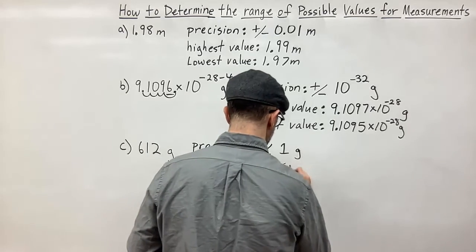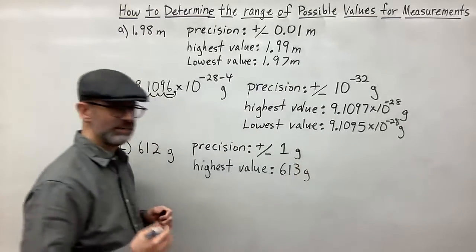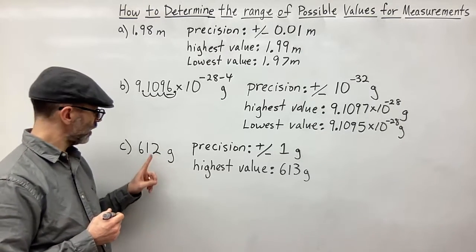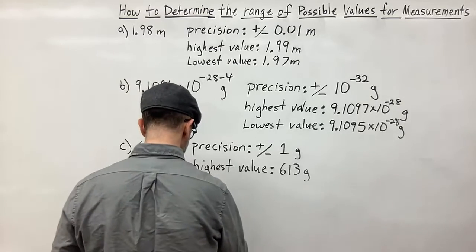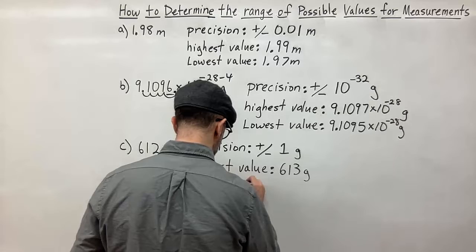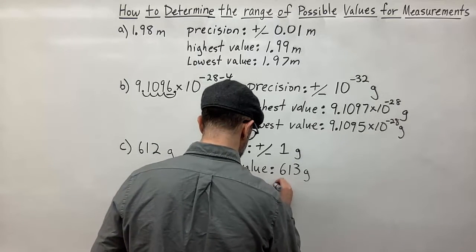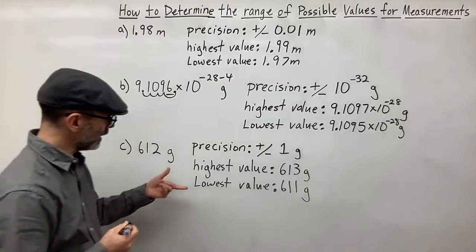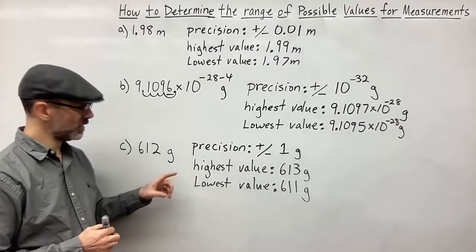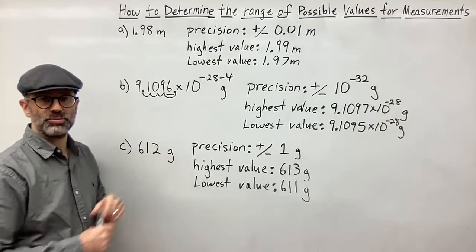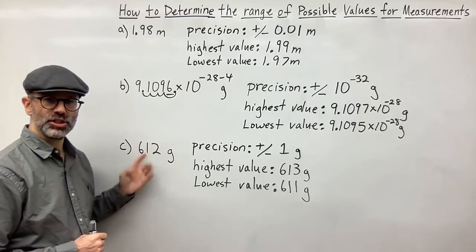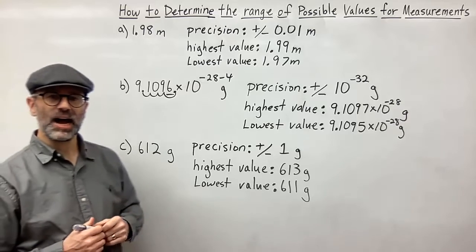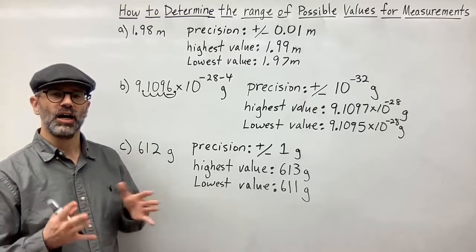So 613 is going to be the highest value, and the lowest value is going to be where I subtract 1 from the last digit, and that's going to be 1. So the lowest value is going to be 611. So 611 grams. And again, that's the range of my measurement. These are the range in which my measurements can fall according to the precision of the tool that I use to get this mass. And that, ladies and gentlemen, is how you find precision and range of your measurements.